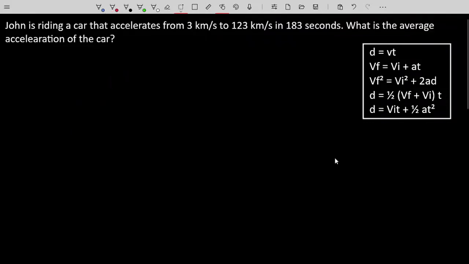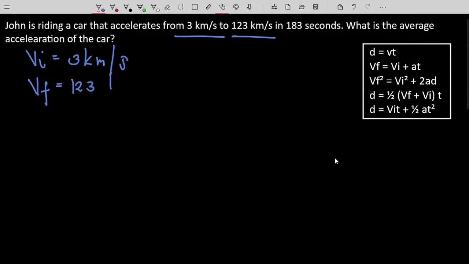Now for this example, John is riding a car that accelerates from 3 kilometers per second to 123 kilometers per second in 183 seconds. What is the average acceleration of the car? Now again, identify the given variables. John is riding a car that accelerates from 3 kilometers per second. Now we should know that our velocity is not constant. So therefore, our initial velocity is equal to 3 kilometers per second, and it goes to 123 kilometers per second, so the final velocity is equal to 123 kilometers per second.